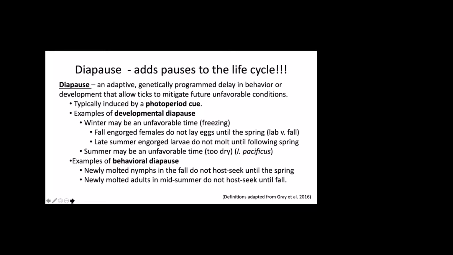So nymphs that just molted from larvae before the fall, even though there are hosts around that they could get on to feed, they don't do that. They wait till the next spring. And similarly, when the nymphs do feed in the next spring, summer, they will molt into adults. All right. But those adults in June, July, August, they're not host seeking. All right. They will wait till the fall. And so that's called a behavioral diapause.